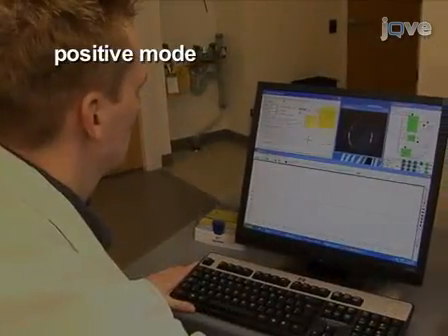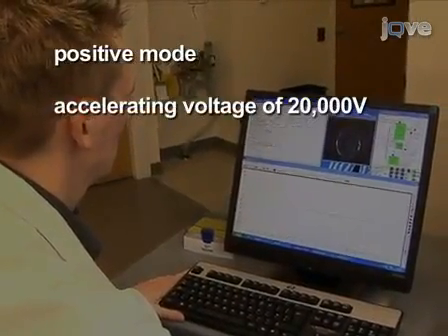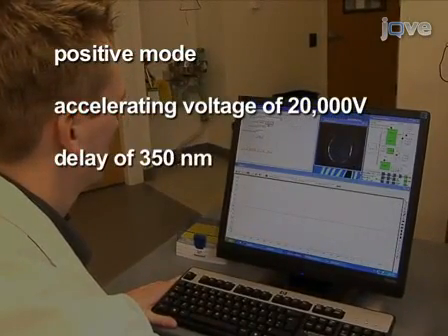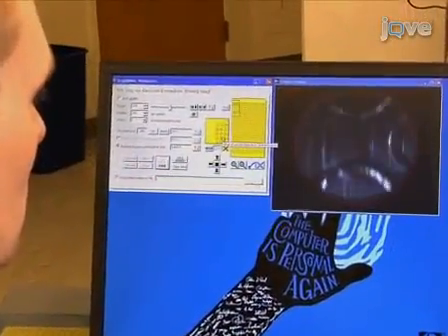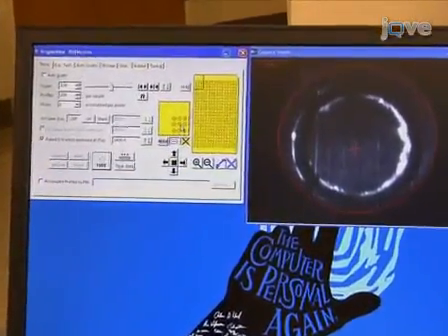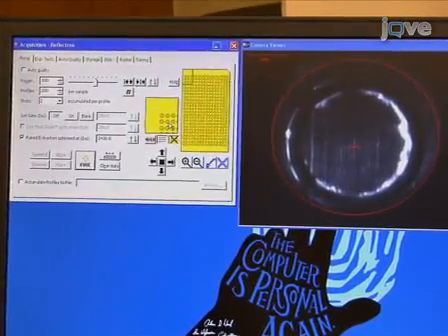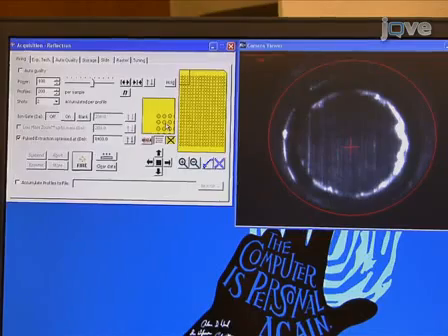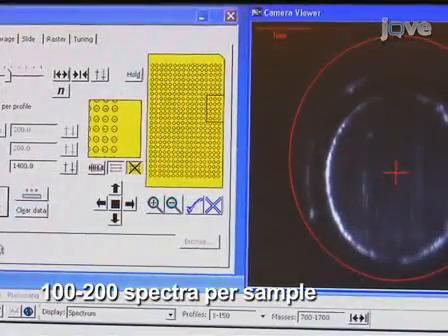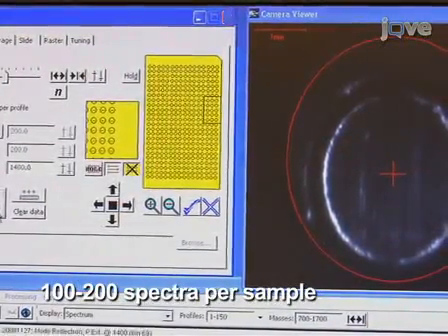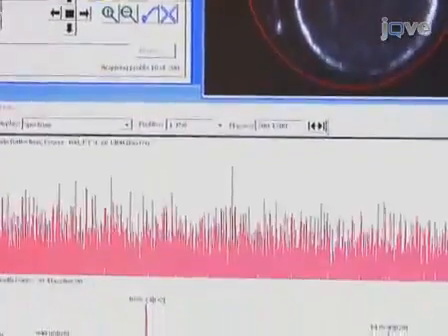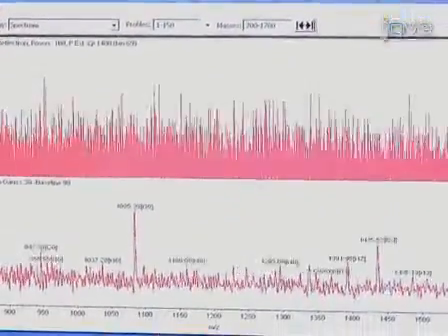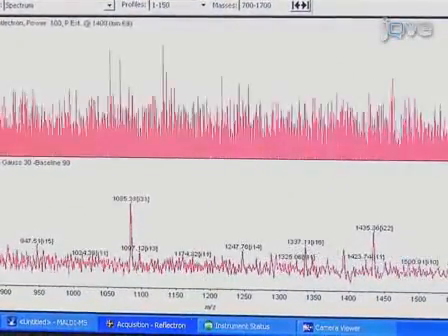Set the machine to positive mode with an accelerating voltage of 20,000 volts and a delay of 350 nanometers. The selected mass range for these hemicellulose oligomers is 500 to 3,000 Daltons. The mass range should be modified according to the size of the expected oligomers. Start firing the laser and collect 100 to 200 spectra per sample, which are compiled to generate a representative average spectrum. This is the hemicellulose OLIMP spectrum.